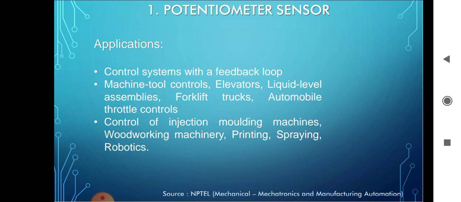Then it is used in elevators, means all of you know the lift which you are using is nothing but elevator. So potentiometer sensor is used there. Then liquid level assemblies, means in chemical factories there are some chemicals, used to observe the level of those chemicals. And then forklift trucks it is used. Then automobile throttle controls it is used. Then it is used in modeling machines, woodworking machines, printing, spraying, robotics. So there are so many applications of potentiometer sensor.